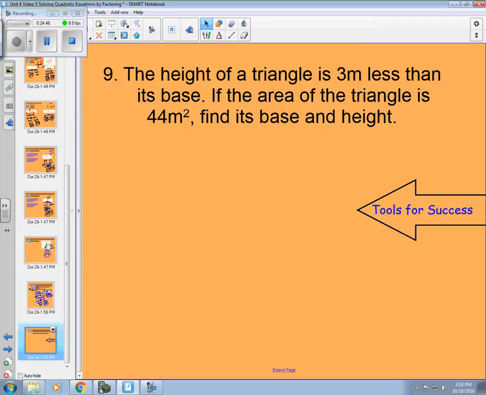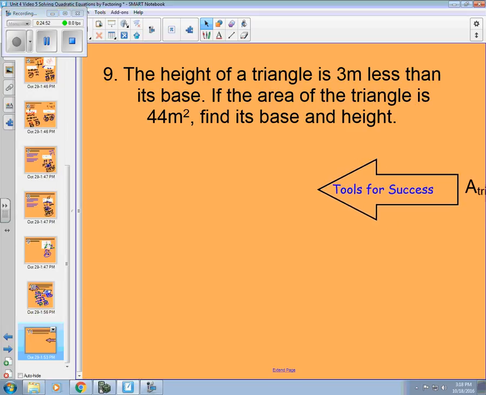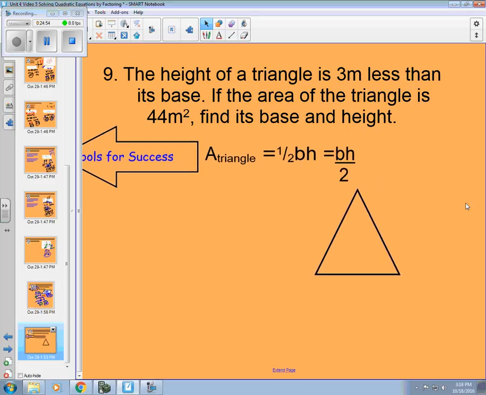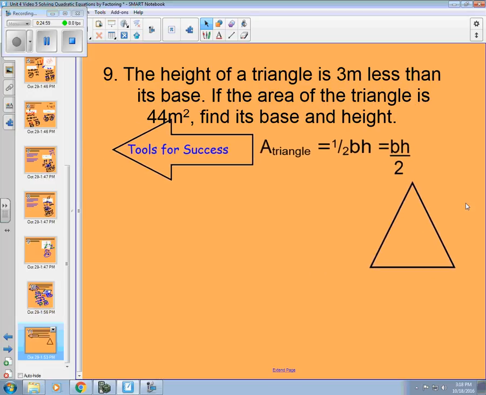All right, let's try one more of these ones. Height of a triangle is 3 millimeters less than the base. If the total area is 44, find the base and height. Okay, think back, triangles. This is one you should know for ACT. Area of a triangle is half the base times the height. Okay, so again, we know 44 is something we can plug in here.